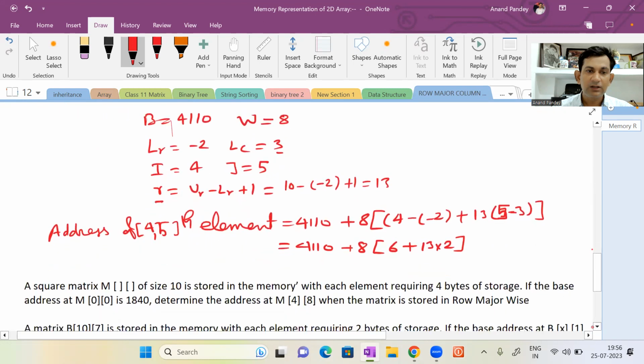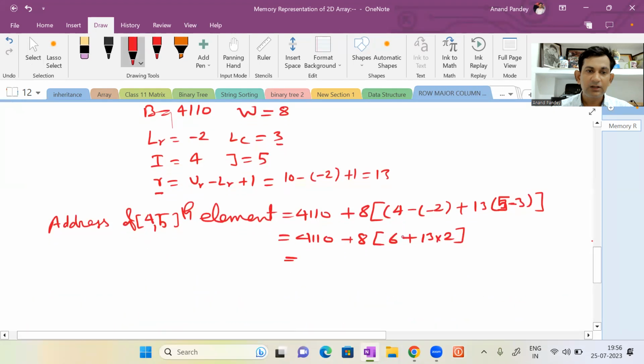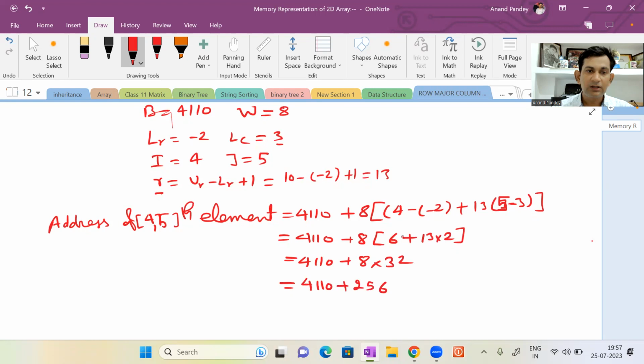Okay, just a minute. Now 4110 plus 8 into, here 13 into 2 is 26, 26 plus 6, 32. Now 4110 plus 256. Okay, now if we add, 6, 6, 3, 4. 4, 3, 6, 6. This is the address of the D4, 5th element.